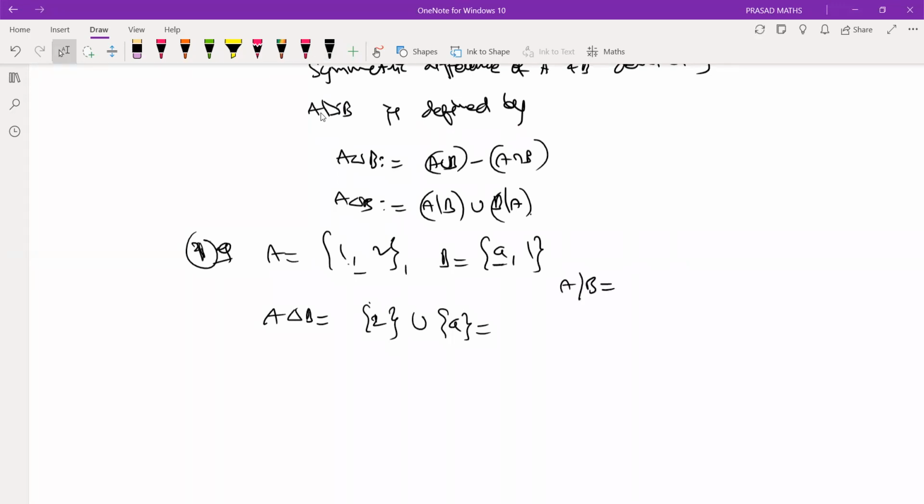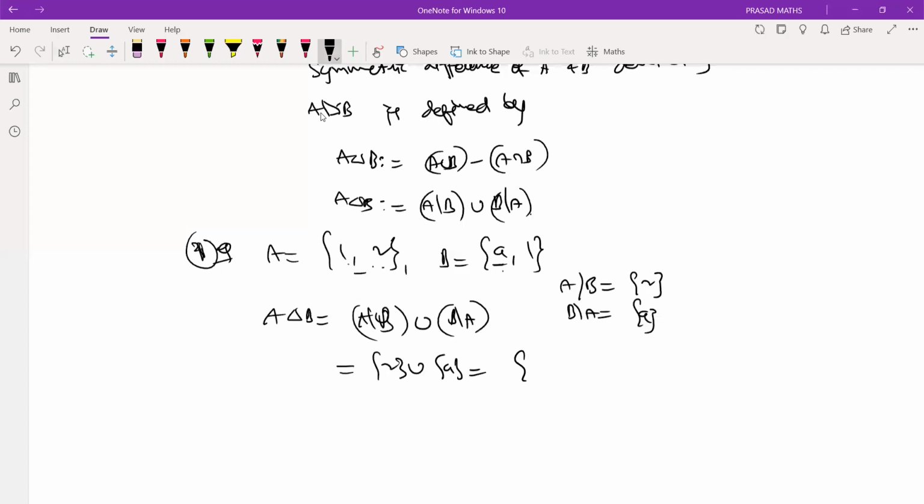First of all, A minus B is nothing but what? Only 2. 2 is the only element which appears in A but not in B. What is B minus A? The element which appears in B but not in A, that is 3. So what is A delta B? By definition, it is A minus B union B minus A. Therefore, 2 union 3, that is 2 comma 3. This is A delta B.